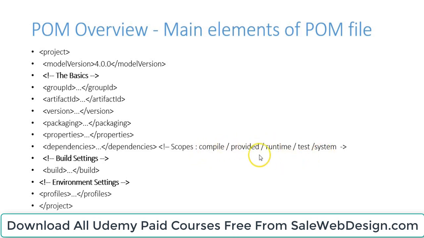The next type of scope is provided. Provided is much like compile but indicates you expect the JDK or a container to provide it at runtime. It is only available on the compilation and test class path. The test class path is used for your unit testing, like JUnit test cases.